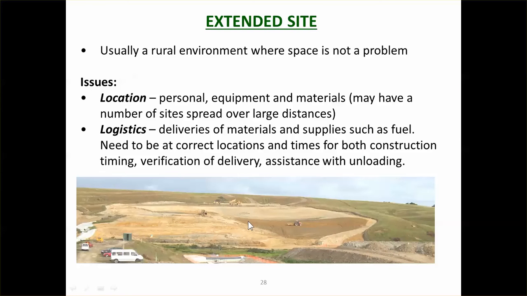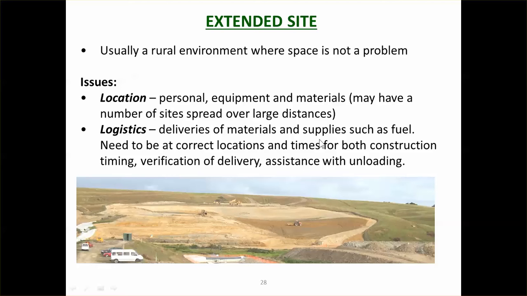So with an extended site, you have no problem with space, where to store stuff or where workers can park their cars or anything like that. Your problem is locating your site facilities and material storage and those sorts of things in locations where it is convenient for the works. So if you're spread out over 5 kilometers, you have to have a series of material storage areas. Toilets, you don't want someone to have to hop in a car and drive 5 kilometers to go to the toilet, so you need toilets spread out, site facilities.